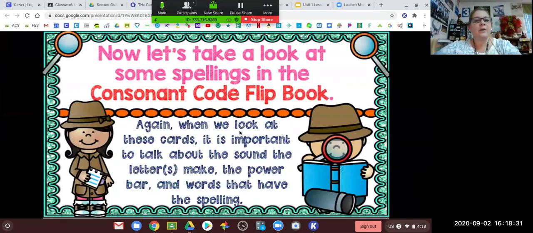All right, so now we're going to look at some spellings in the consonant side of the book. Remember, consonants are all of the other letters in the alphabet that are not vowels. Vowels are A, E, I, O, and U, and sometimes a Y. And all the other letters are consonants.